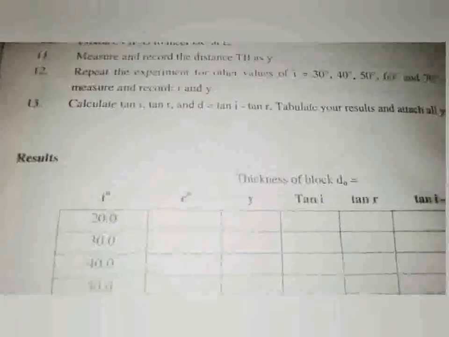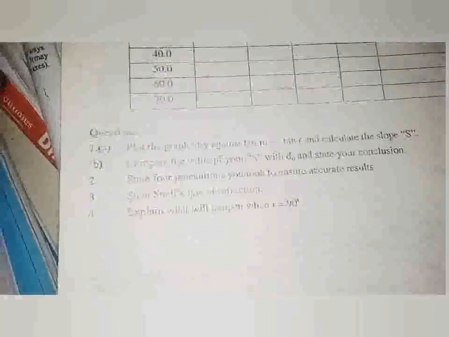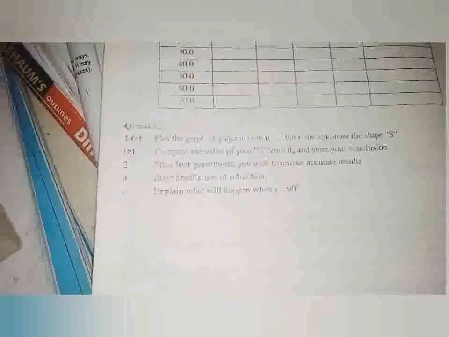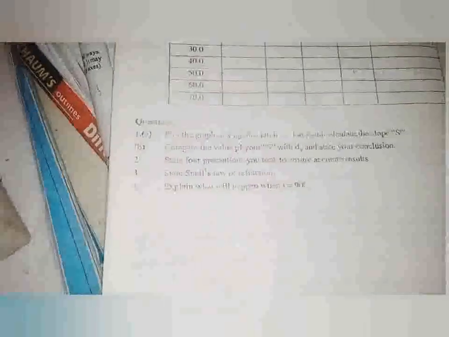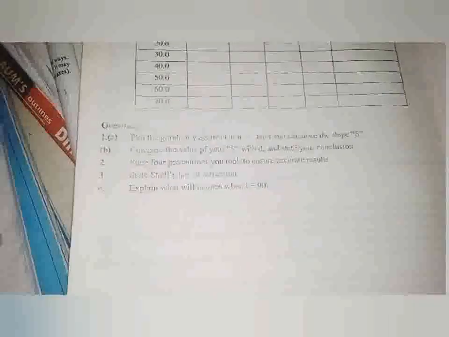Then you measure the thickness of the block, d naught. Then later you come here and do the calculation. I think this very one was done exactly last semester. Later, question 3 says state the law of refraction. Explain what will happen when i is 90 degrees. These are popular questions in the O-level exams. So we'll go through them again.